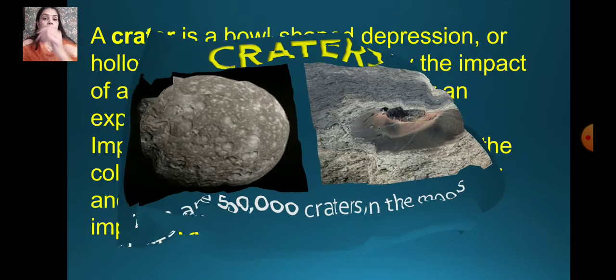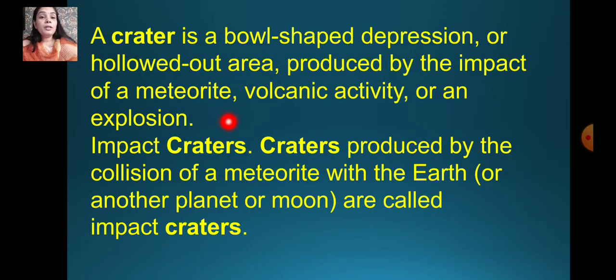Okay. Now what is a crater? A crater is a bowl-shaped depression or hollowed out area. It is hollow. It is a deep hole produced by the impact of a meteorite, volcanic activity, or an explosion. So suddenly there is some explosion or volcanic activity or some meteorites fall on the surface of space. So they make a hole there, a depression there.